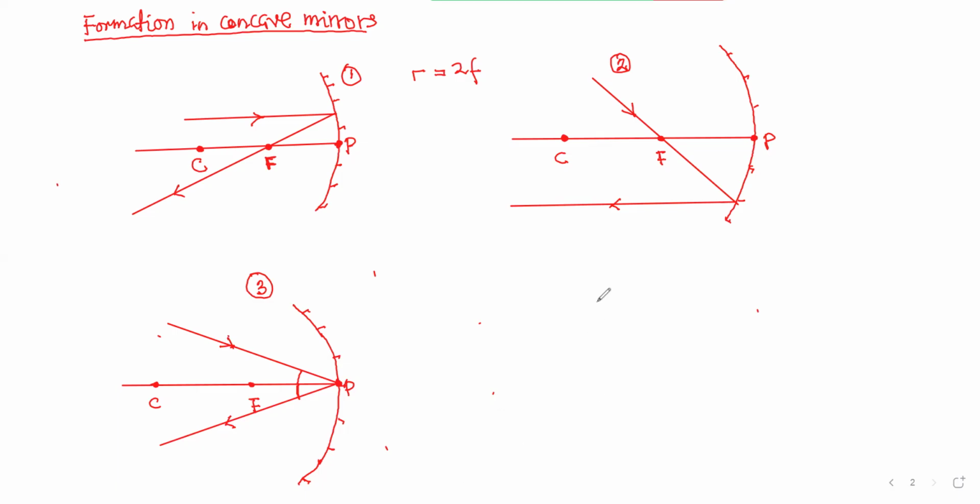And then the last rule. The rules are what we use in determining the image. So after we have gone through the rules, we will apply them in forming the image and then describe the nature of the image formed. So please know how to use the various rules very well.